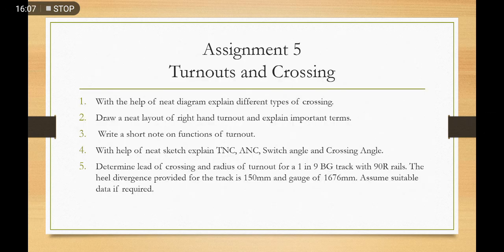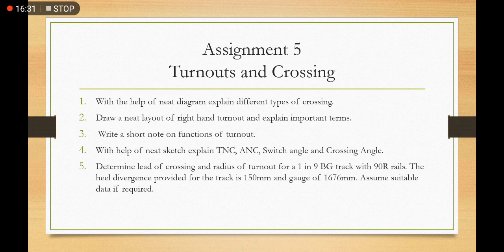Next, the assignment that is based on the turnout and crossing, assignment number 5. There are 5 questions given here. 4 are theoretical and one is a numerical based on design. That is the assignment. All the questions are taken from the university paper.